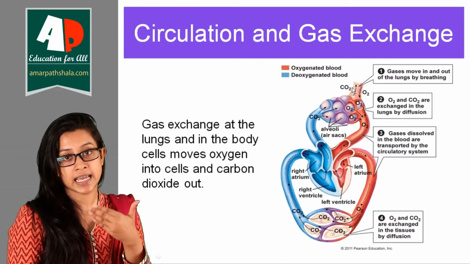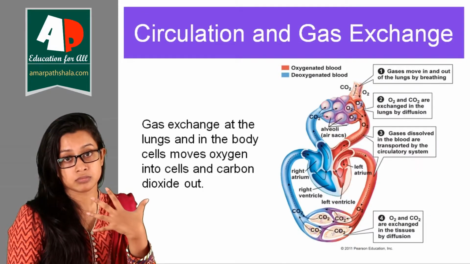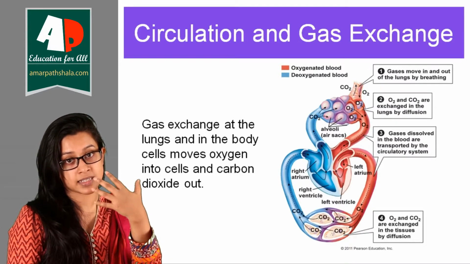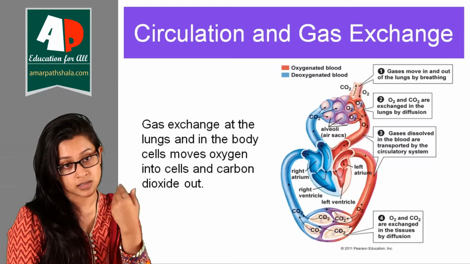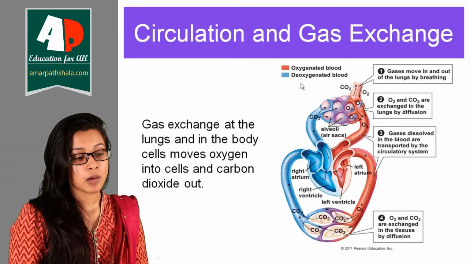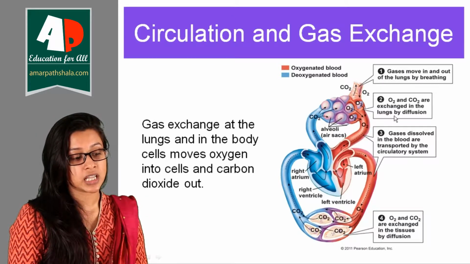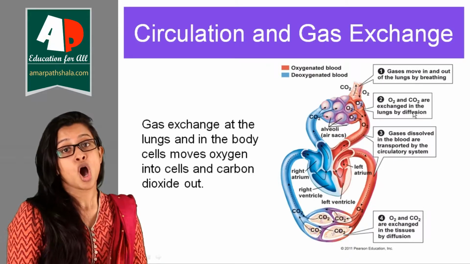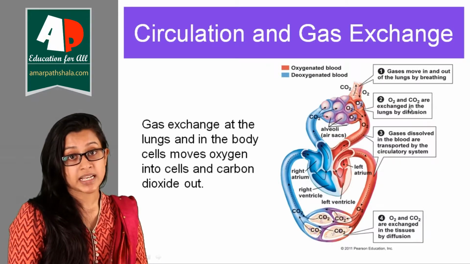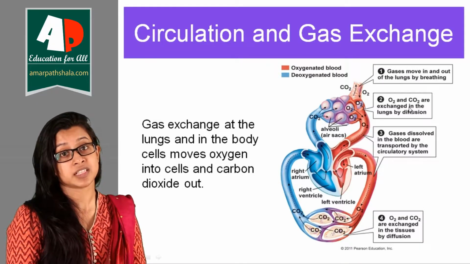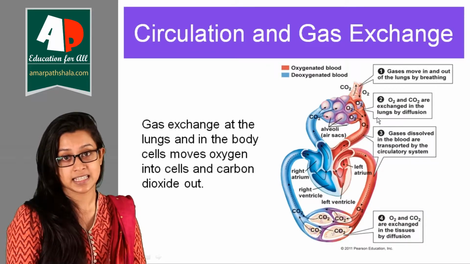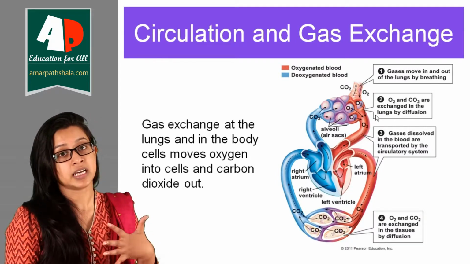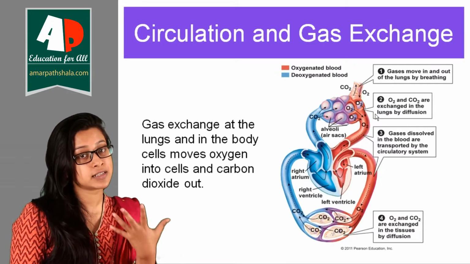We breathe in and out and we take gases in, some gases get in and some gases go out. Oxygen and carbon dioxide are exchanged in the lung by diffusion. So oxygen gets in our body by diffusion, and at the same time, by the same process, carbon dioxide gets out of our body. Something that we have discussed in detail so far.